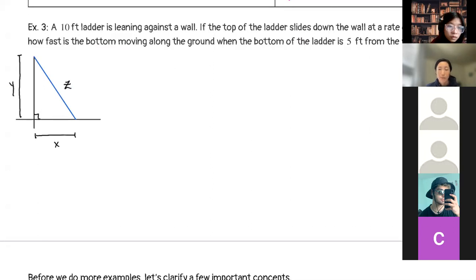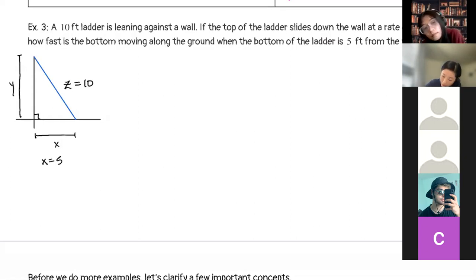How you label that, okay? But each side of your right triangle should have a different label. And then in addition to that, I like to label the diagram with any of the numbers that I'm given, okay? So for example, I know that at the moment in question, the snapshot I'm looking at, we have x equals 5, right? The bottom of the ladder is 5 feet from the wall. I also know that z is going to be 10 because the ladder is 10 feet long.